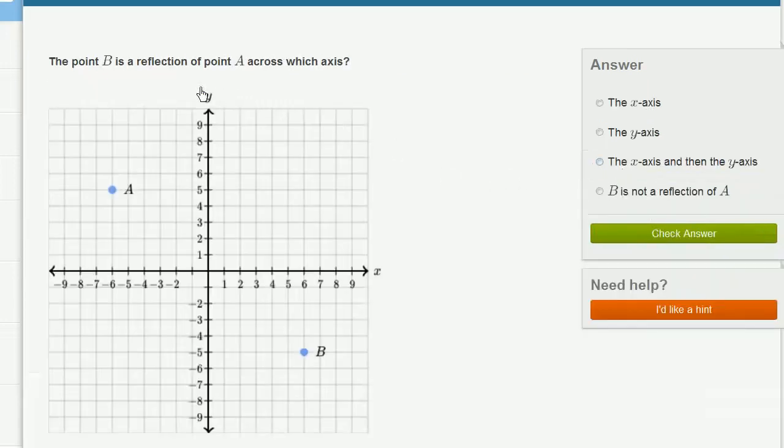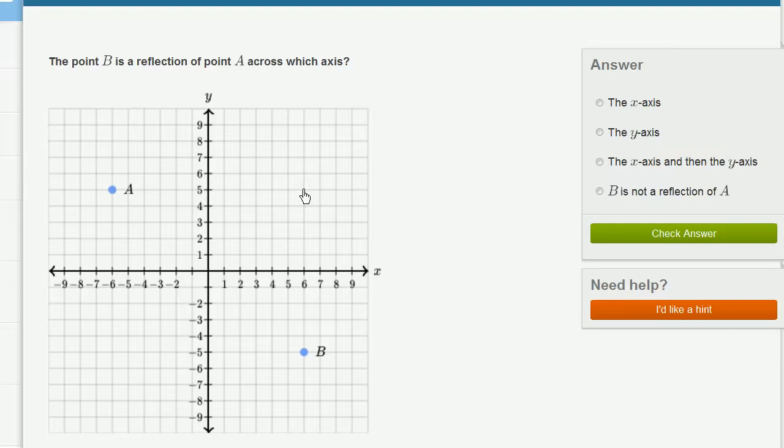Let's check our answer. Let's do one more. The point B is a reflection of point A across which axis? So let's think about this right over here. This is at the point -6 comma 5. This is at the point -5 comma 6. So let's see. It doesn't look like it's only one axis. If I were to reflect this point across the y-axis, it would go all the way to +6, 5. So it would go all the way right over here.